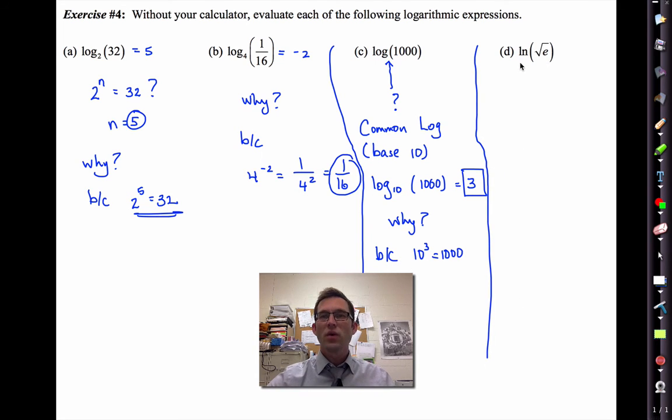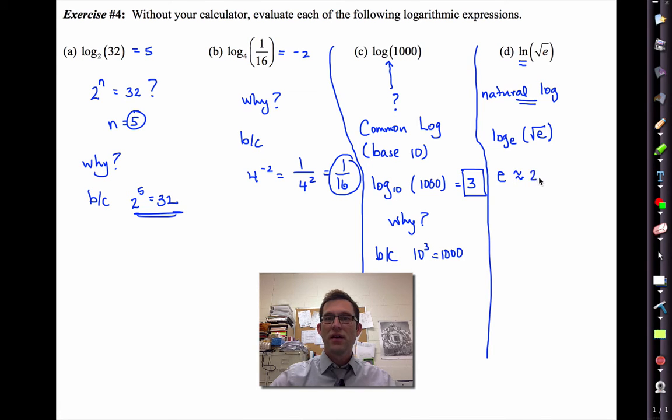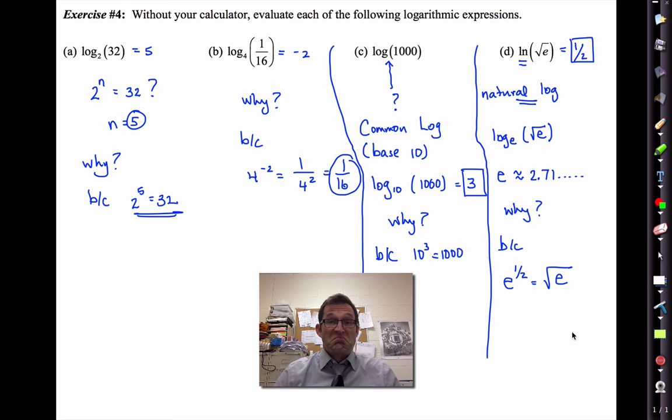Now this one, a lot of people will call the ln. It's called the natural log, and it is base e. So really, this is the same as log base e of the square root of e. Now, if you remember, e is an irrational number. It's approximately 2.71, and then it goes on forever because it's irrational. We don't really need to know that so much, but we do need to know that the natural logarithm has a base of e. So the natural log of square root of e is 1/2. It's almost a silly reason, right? When we write out our y, well, it's because e to the 1/2 is the square root of e. That's it. It's the whole thing.